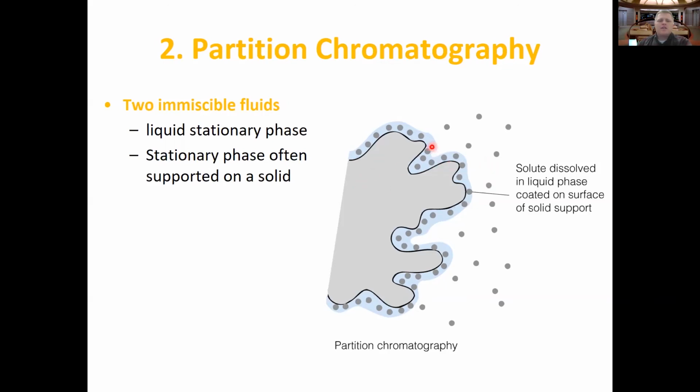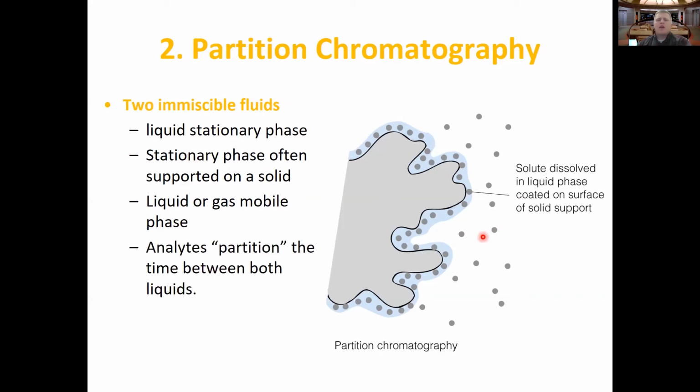Your stationary phase is often supported on some sort of solid. So let's say you have a bead in there or some sort of rugged, jagged stationary phase to give you a little more surface area for your analytes to interact with. Now in this type of chromatography, your mobile phase can again be a liquid or a gas, as long as it's some sort of fluid to flow through your column. And then your analytes partition or spend different amounts of time in the mobile and stationary phase. And so the analyte's relative solubility in the mobile phase versus the stationary phase is what controls how long it takes to move through the chromatography column.